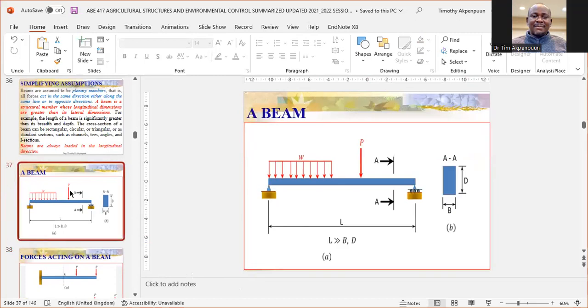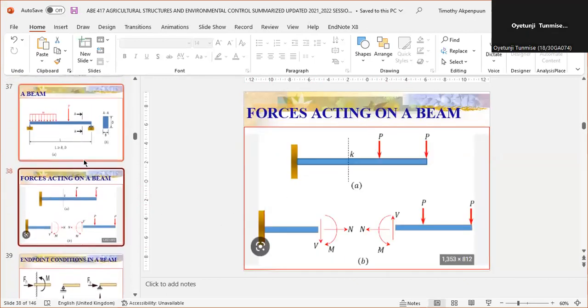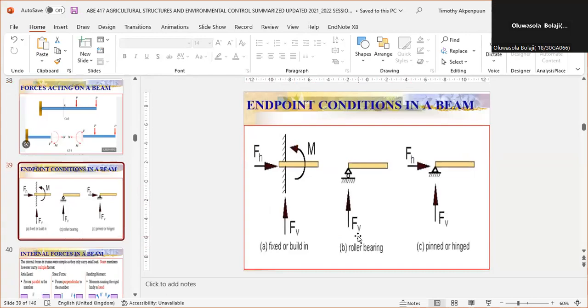Look at this. Let's still look at this beam. You can call it simply supported, is it not? This is an overhanging beam. Cantilever, is it not? This is a cantilever, not an overhanging. It's a cantilever, supported at one end. And then this one is what?